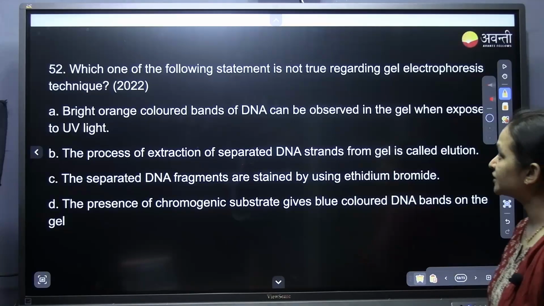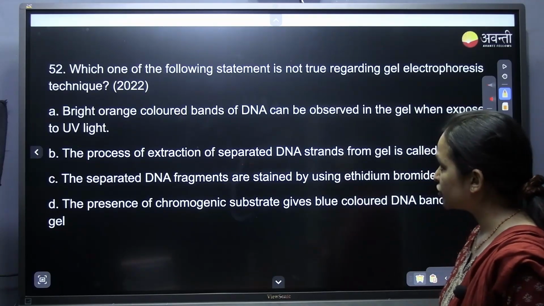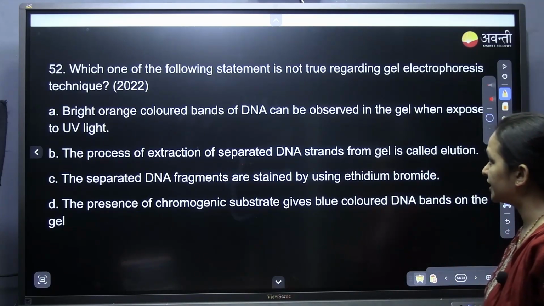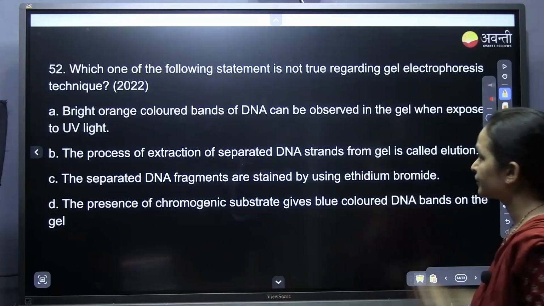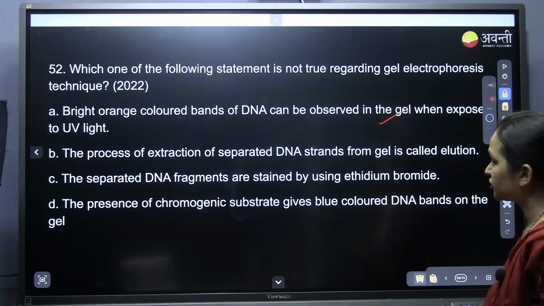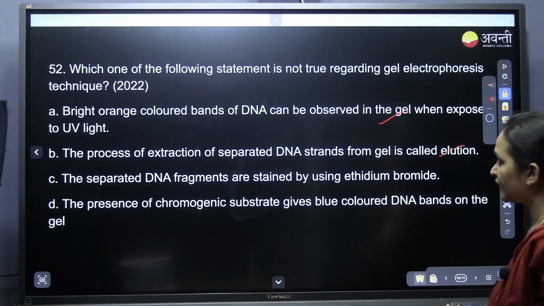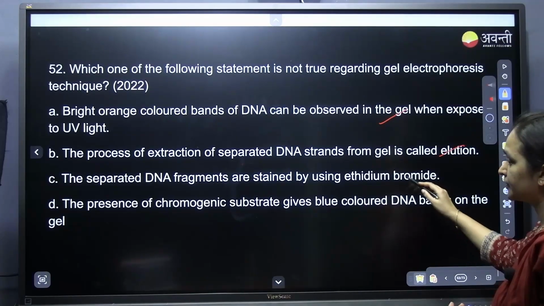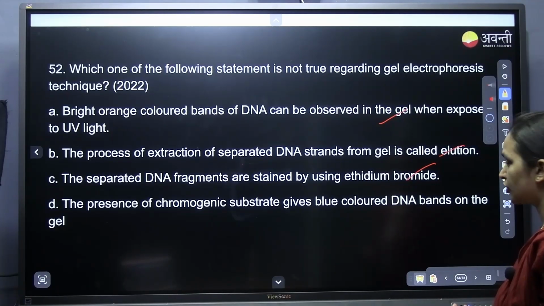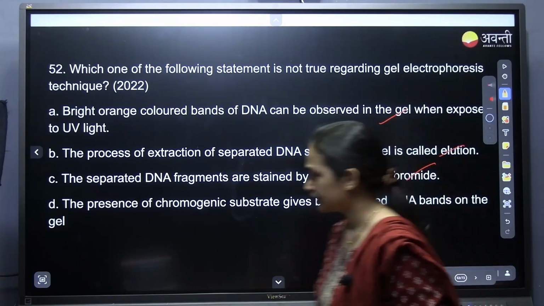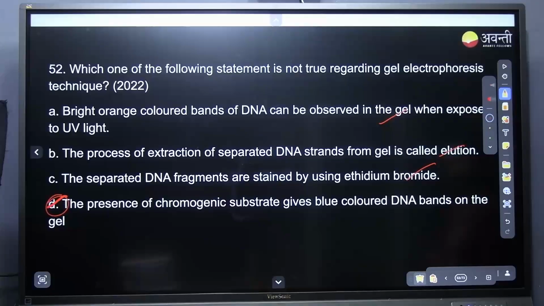Which one of the following statements is not true regarding the gel electrophoresis technique? We need to find the one that is not true. Bright orange colored bands of DNA can be observed in the gel when exposed to UV light. The process of extraction of separated DNA strands from the gel is called elution. The separated DNA fragments are stained using ethidium bromide. The presence of chromogenic substrates gives blue colored DNA bands on the gel. No. So, D is the wrong statement, not true regarding gel electrophoresis.